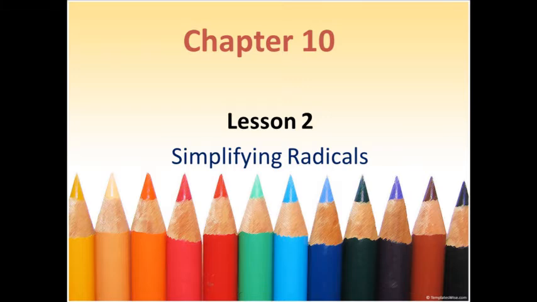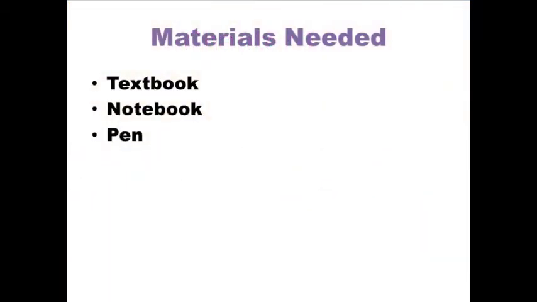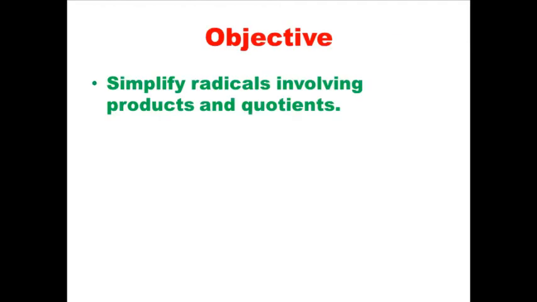Today, we will discuss simplifying radicals in chapter 10, lesson number 2, on textbook pages 619 to 620. Materials needed: first, your textbook; second, your notebook; third, pen or any ball pen. Our objective for this class is to simplify radicals involving products and quotients.